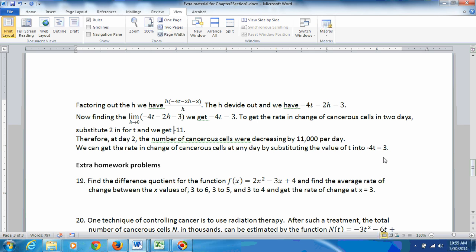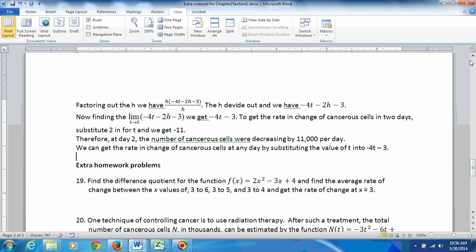Now that same problem done on Excel is very easy, but you won't get your individual pieces. Like, if a question says, what's the slope of the tangent line? Here we know what it is. It's -4. But we can do it on Excel, and I'll show you how you do that.